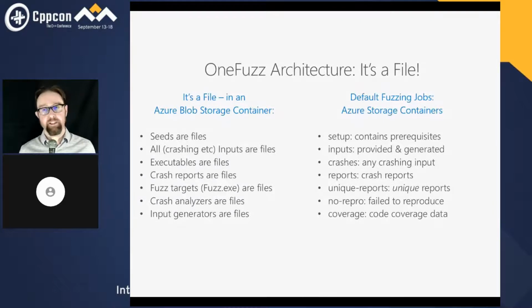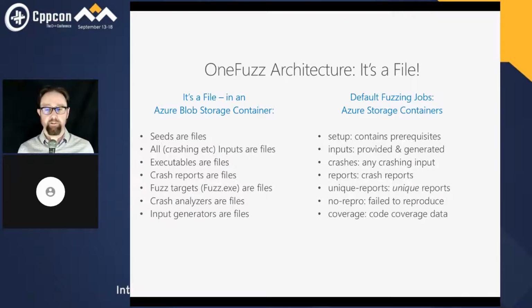OneFuzz had to be a scalable architecture. We needed to be able to handle software projects with thousands of concurrent libfuzzer targets, thousands of cores, but it also had to work the same way if you were fuzzing on 1 or 2 VMs. So to do that, we used scalable primitives in Azure.